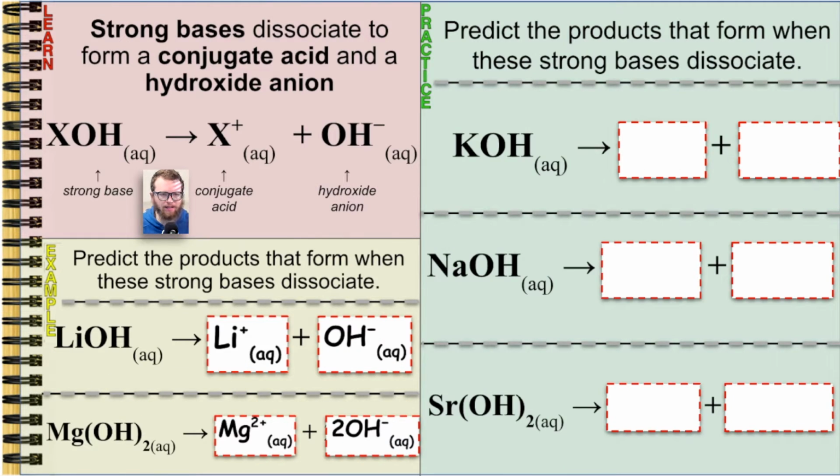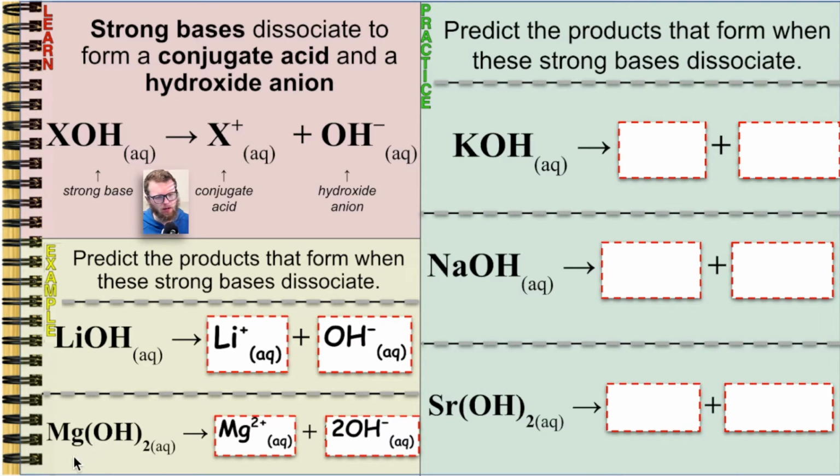Okay. On slide 15, strong bases dissociate to form a conjugate acid and hydroxide anion. So here we have a strong base, whatever the X was, and then OH will dissociate to form a conjugate acid, which is X plus, whatever the X was, and the hydroxide anion, OH minus. For example, predict the products that form when these strong bases dissociate. If we have LiOH, and that's aqueous, it will dissolve to form Li plus aqueous plus OH minus aqueous.